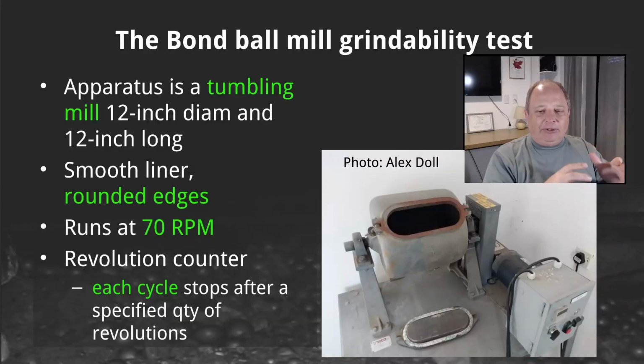And then after a cycle, the mill stops, material is retrieved, material is weighed, new material is added back to replace finished material that's removed from the test charge, load the mill back up, turn it again. So basically it's a lock cycle test, standard apparatus, and it takes several hours to run one of these tests.